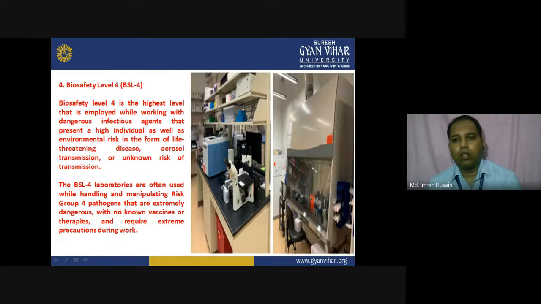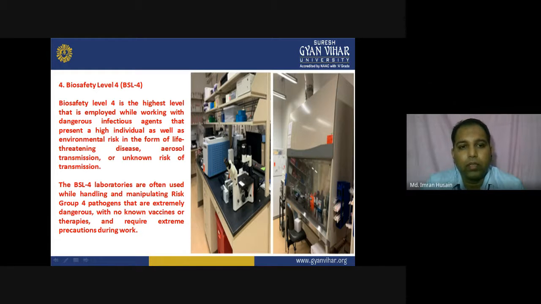Now coming on to biosafety level 4, or BSL-4. In this image, you can see the common laboratory setup and the biosafety cabinet where all the individuals work. Biosafety level 4 is the highest level that is employed while working with dangerous infectious agents that present a high individual as well as environmental risk in the form of life-threatening disease, aerosol transmission, or unknown risk of transmission.